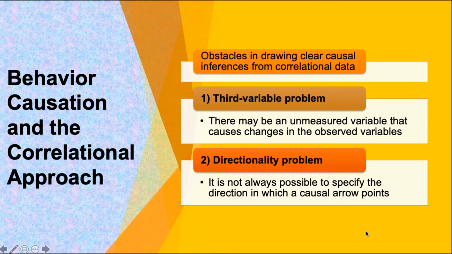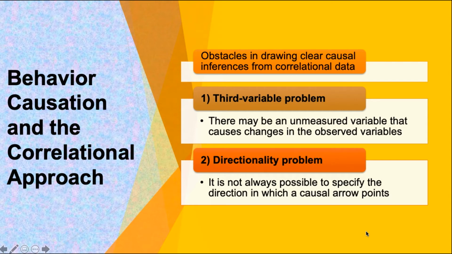The first is the third variable problem. To establish a causal relationship between two variables, you must be able to demonstrate that variation in one of the observed variables could only be due to the influence of the other observed variable.